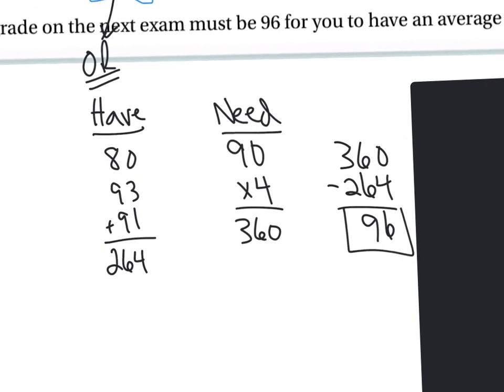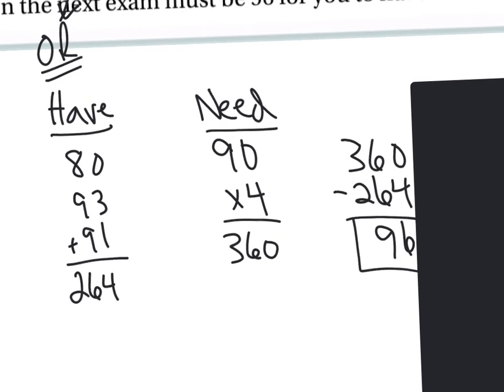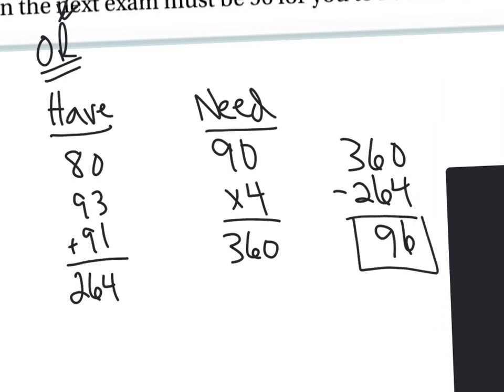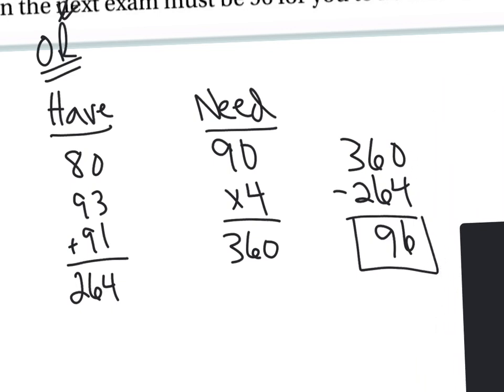So if we need 360, if we've got 264, if you subtract those, you get 96. And if you'll notice, that's the same answer they got in your book. Okay? So again, nothing wrong with what they're doing in the book, just showing you a different option if you want to consider doing this problem differently.